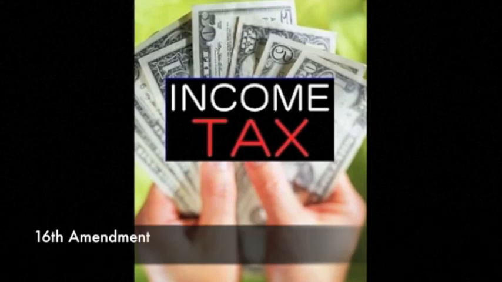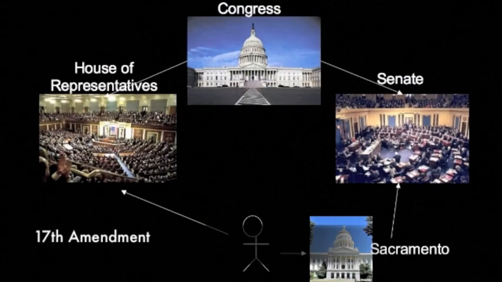Many amendments were made during Wilson's presidency as well. The 16th Amendment legalized the income tax. The 17th Amendment made it so senators were directly elected by the people instead of by the state legislatures.